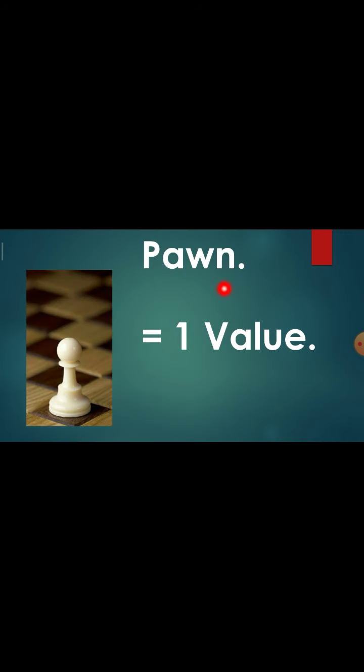After that comes the pawn. The pawn has the value 1 because it's the least important piece on the chessboard, but it's the most important piece in the endgames.